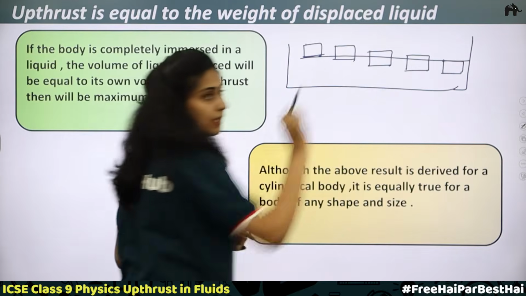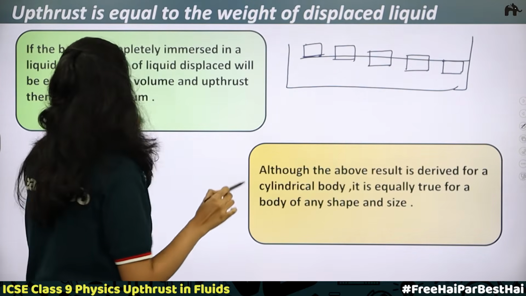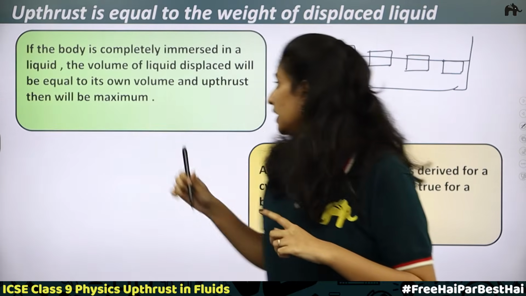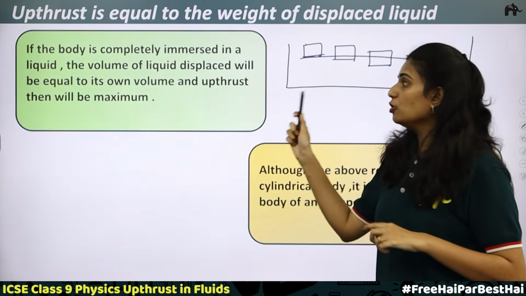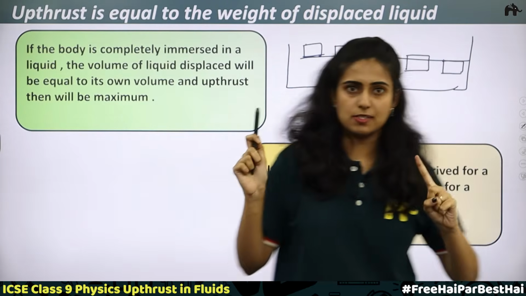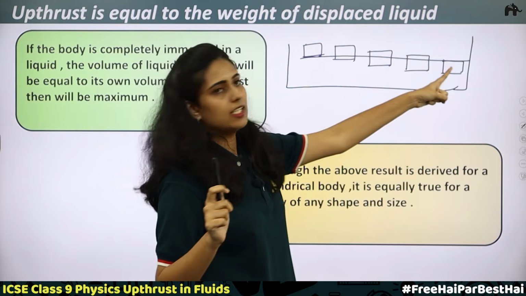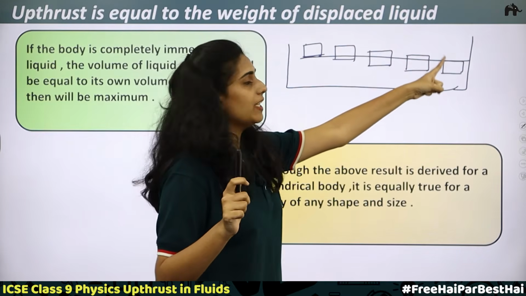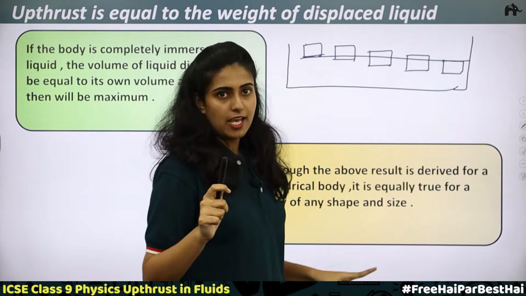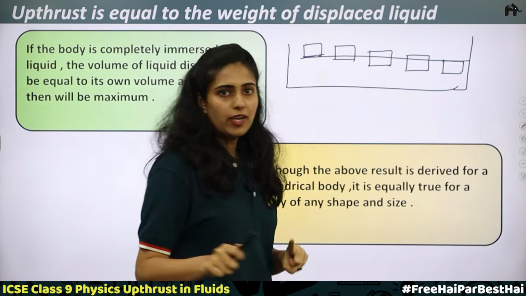Here the body is completely immersed in a fluid. The volume of liquid displaced will be equal to its own volume and upthrust then will be the maximum. Maximum upthrust will be in this case. It will be equal to the weight of the body. FB dash is equal to weight of the body.